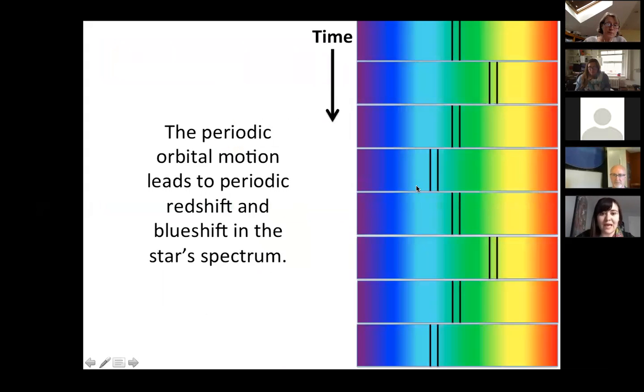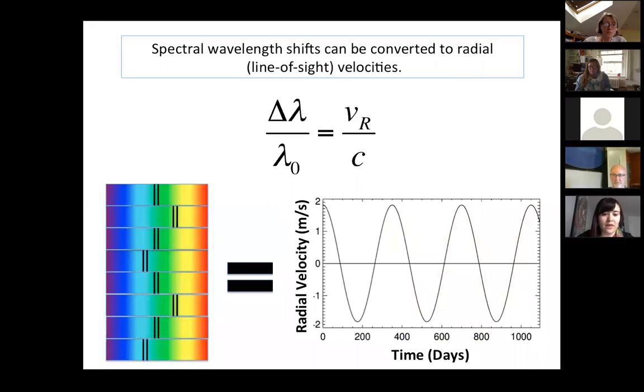Well, if we see this happening periodically, we can figure out that there's probably a planet there, because that's the only thing that orbits periodically. And we can use this fairly simple equation, which is just the shift that we see in the wavelength, or that spectrum shift I showed you, over the original wavelength we started at. That's equal to the radial velocity, or the velocity with which the star is moving away from you in your line of sight and toward you in your line of sight.